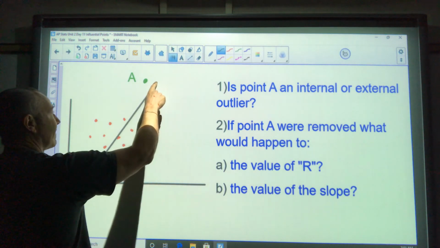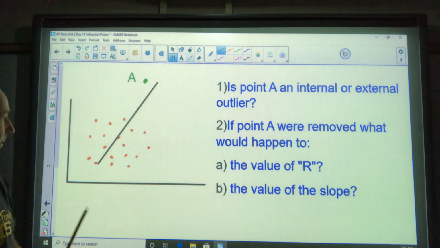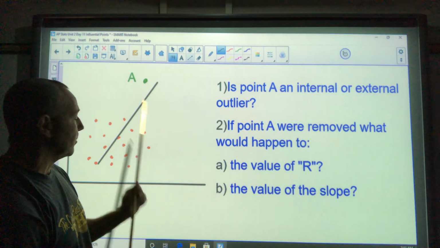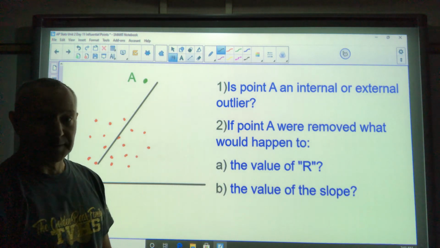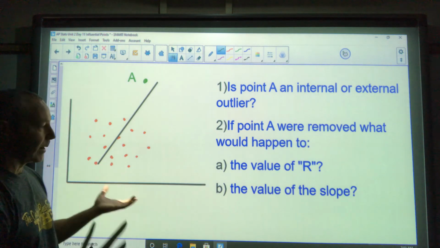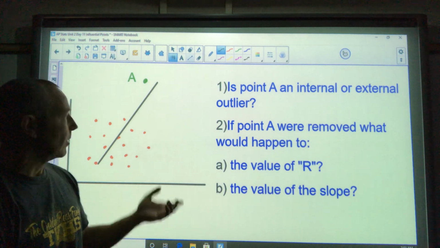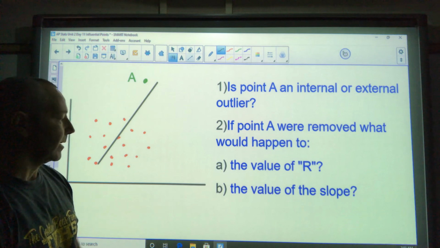So once I have A in there, I have a place to draw the line. Okay? All right, if I were to remove it, the value of R would drastically decrease, okay? Because I don't even have a direction anymore. It'd be close to 0. Okay, so that gives it some linearness, some direction.